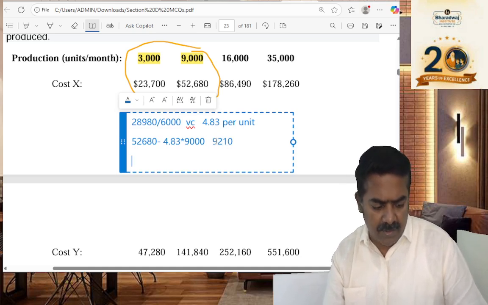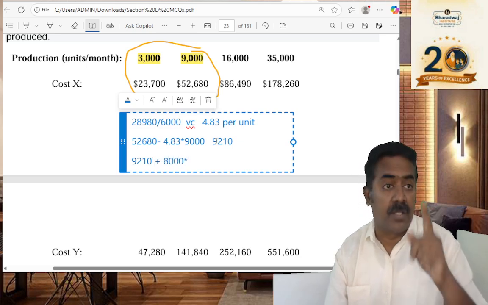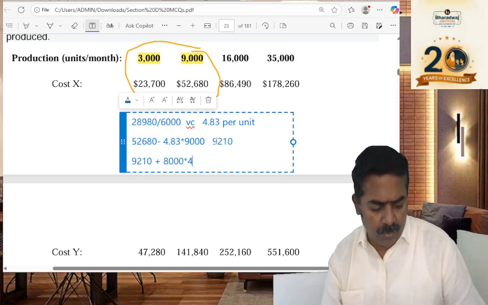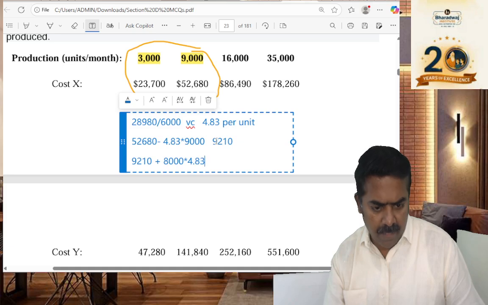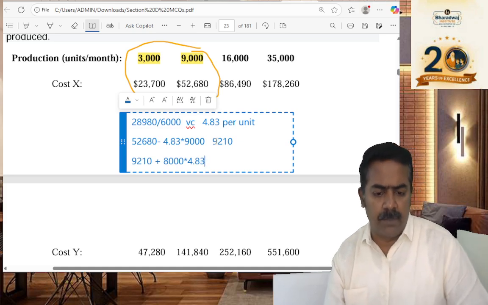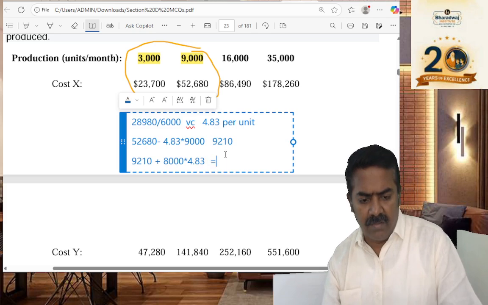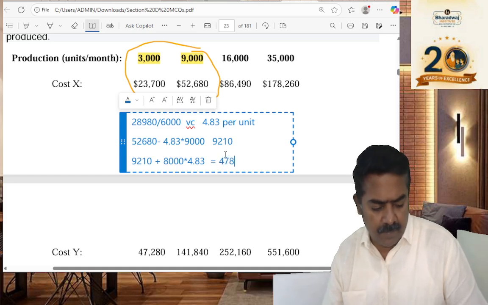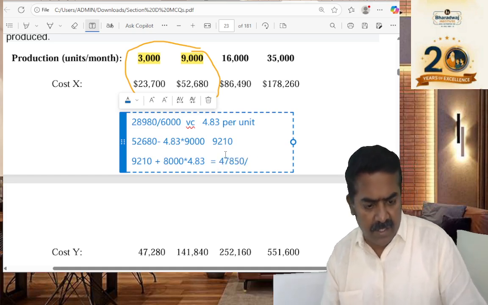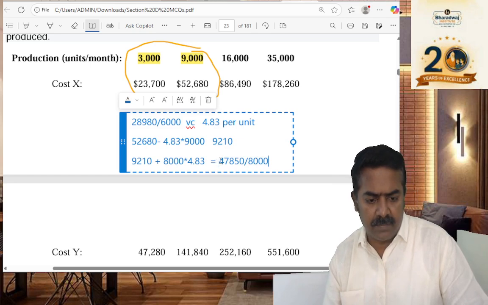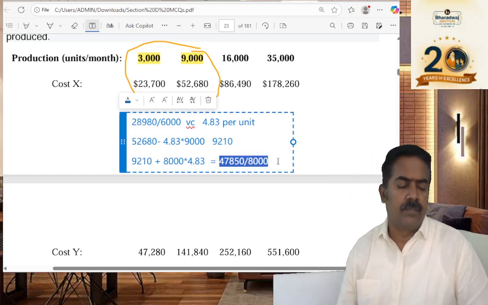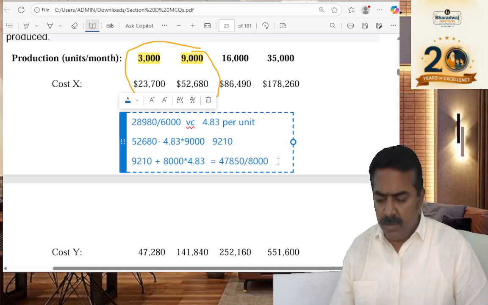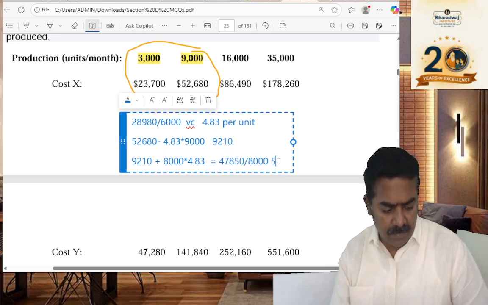So total cost will be 9,210 plus 8,000 into 4.83. 4.83 into 8,000 plus 9,210 will give us total cost. What is the total cost? Average cost they ask for, so divide by 8,000. What do you get? 5.99.